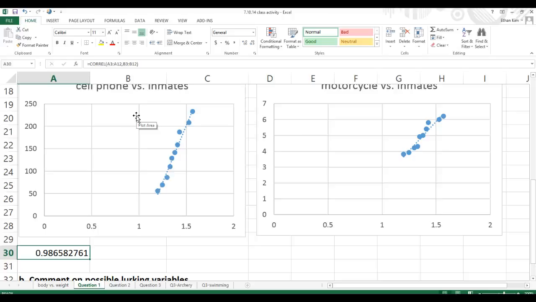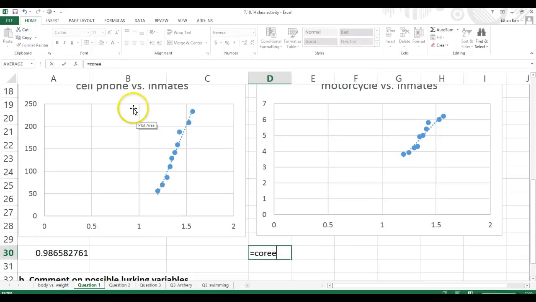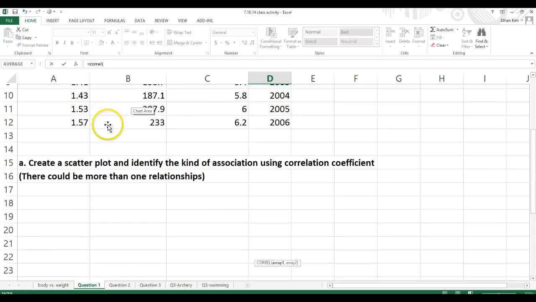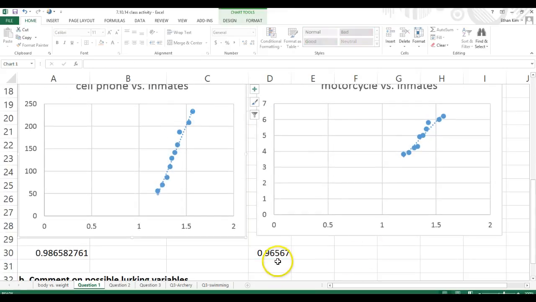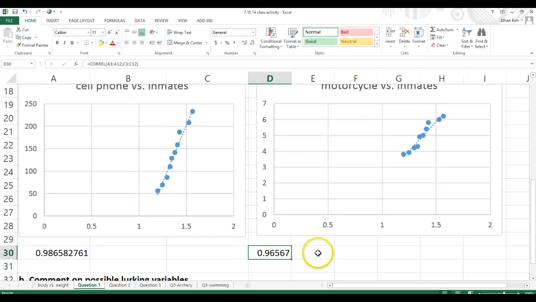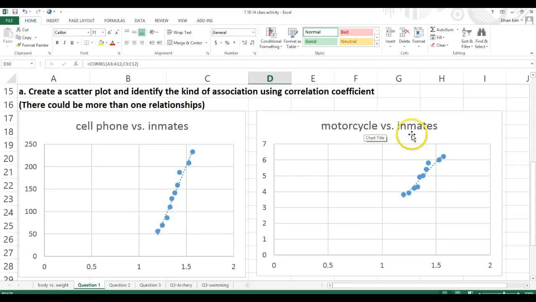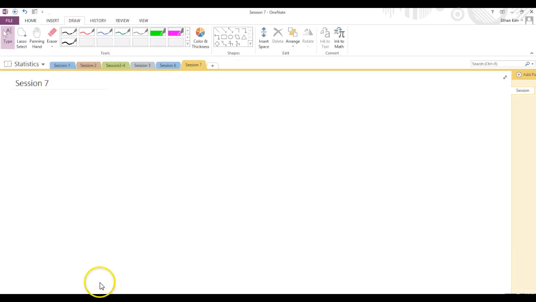If it's close to 1, I'm not sure if I discussed this before, but we can talk about this. Let me write this down first. For correlation here too, the range is this and motorcycle. Okay, and here it's pretty high too, right? So this was cell phone versus inmate, and this is motorcycle versus inmate. If you go back to our notes, we can write that down.